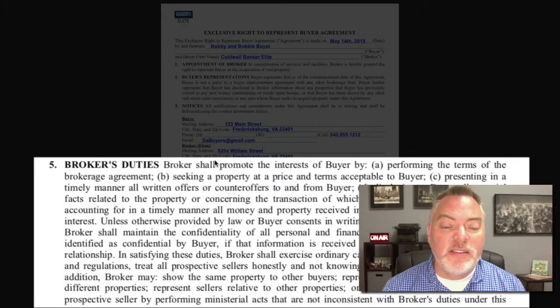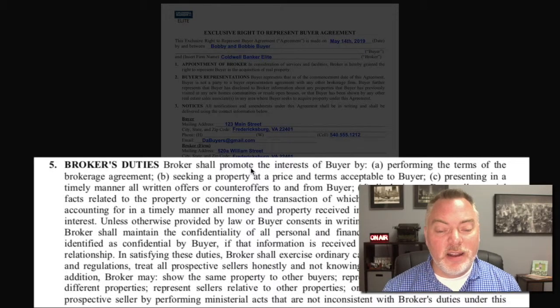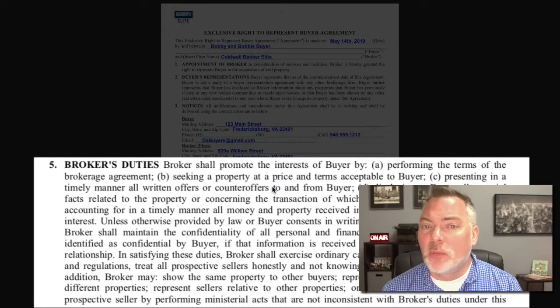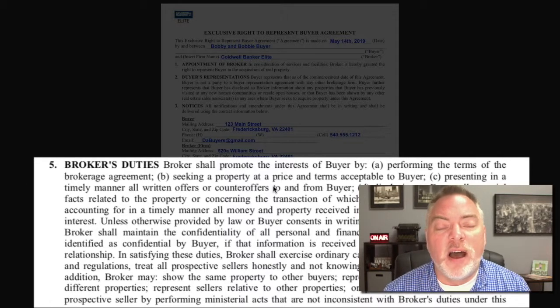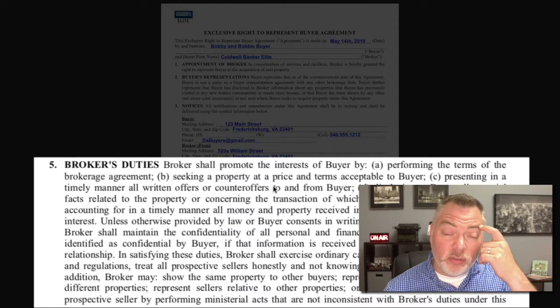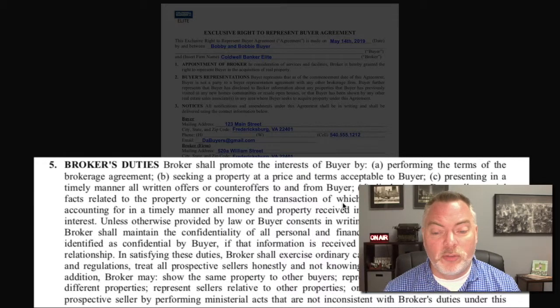All right, paragraph 5 is the broker duties. This is really the disclosure part of who is representing them and what our requirements are. The paragraph here is a more layman's version of what's in the regulation for you and I in the Code of Ethics, what we're supposed to do.